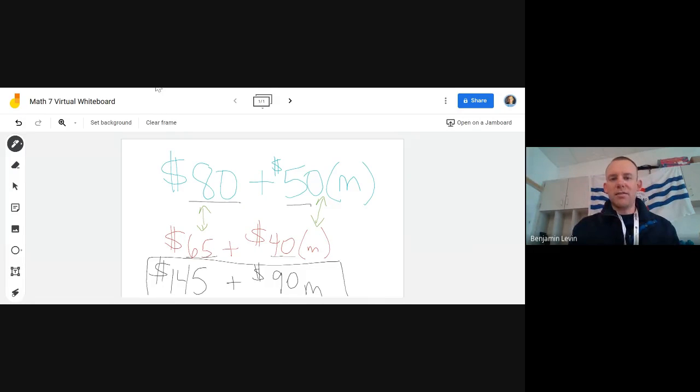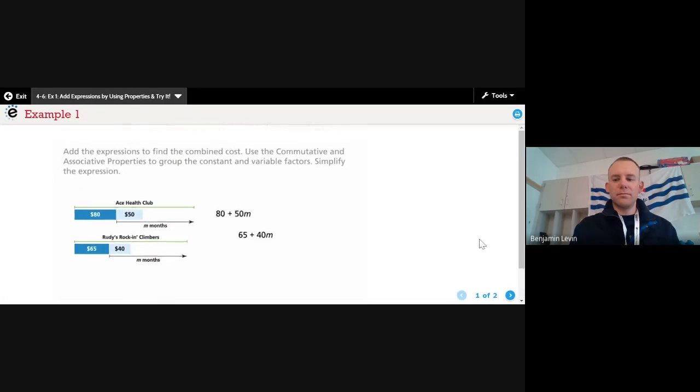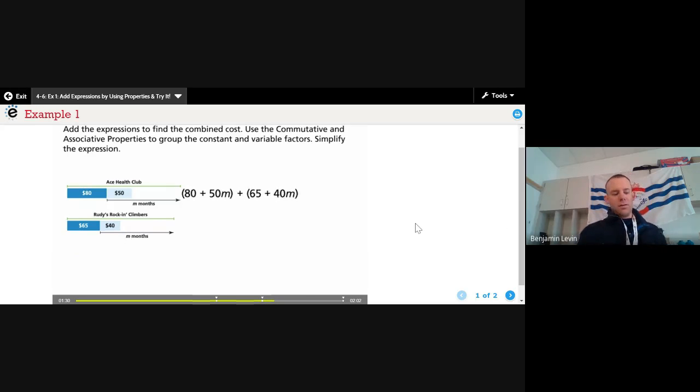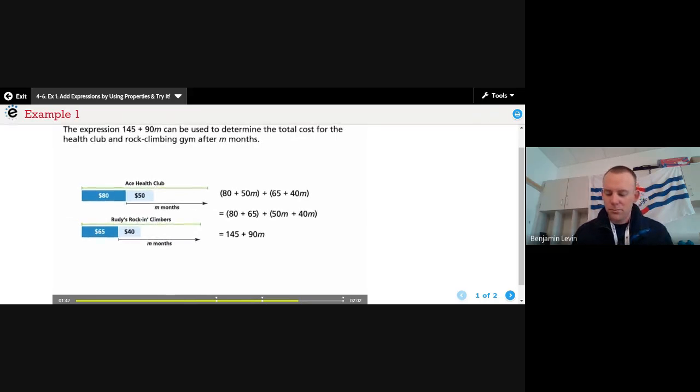Let's see if we got it right. Let's see if they got what we got. You can add the expressions to find the combined cost. You can use the commutative and associative properties to group the constant and variable factors. Now, combine like terms. The expression 145 plus 90 times M can be used to determine the total cost for the health club and rock climbing gym after M months.